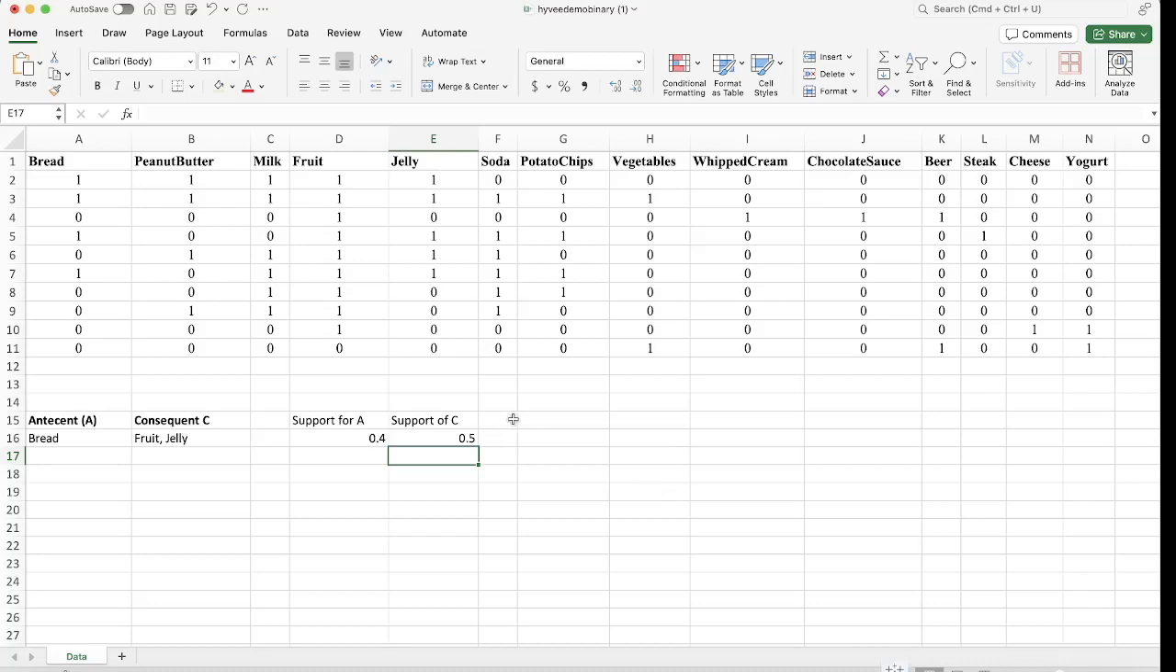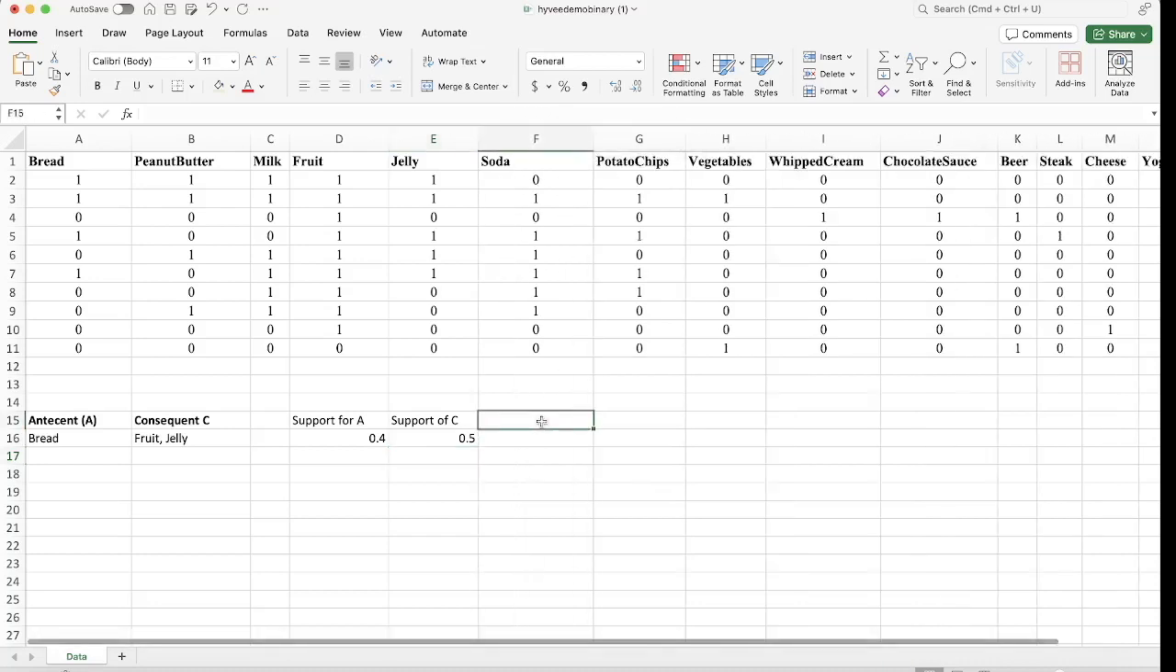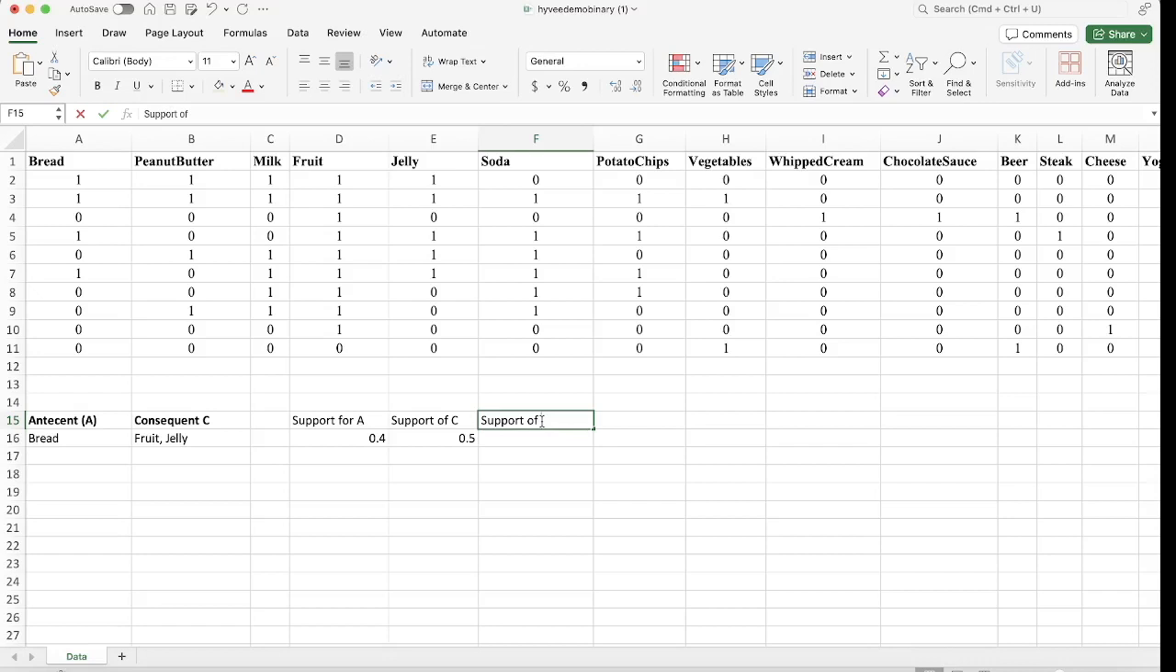And then another thing I could look into is the support for A and C. So the support for the item set that includes all 3 of these items. So the item set with both bread and fruit and jelly. And so I'd look at how many orders have all 3 of those. Let's see, 1, 2, 3, and 4. And so this would also be 4 out of 10 because 4 orders had all 3 of those things.